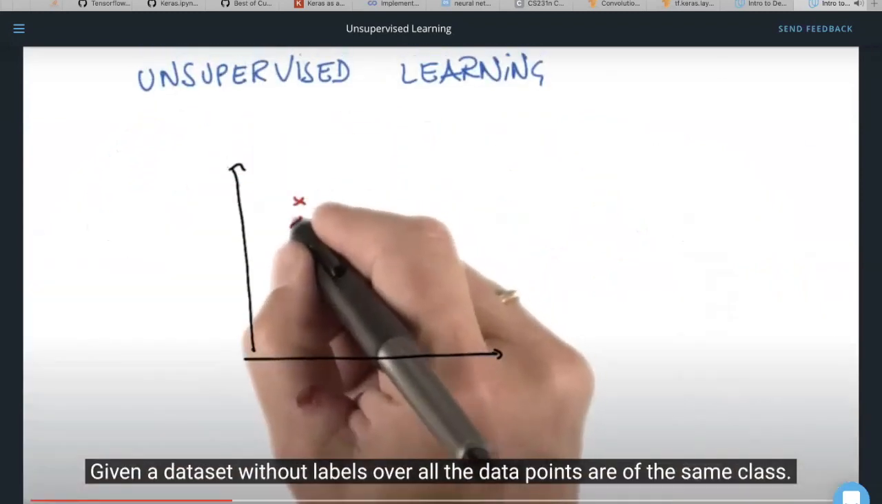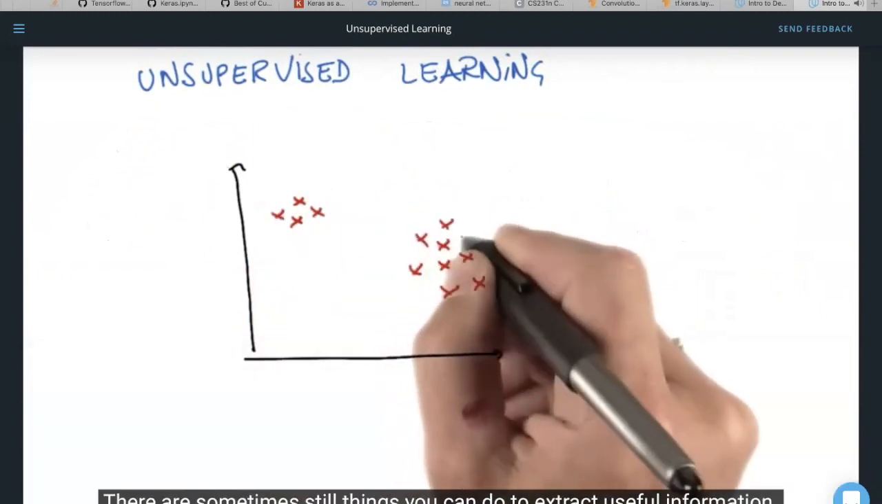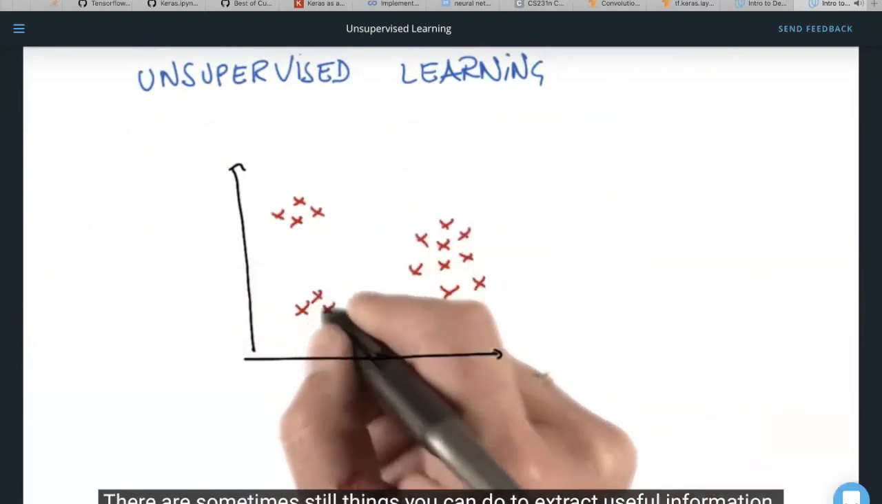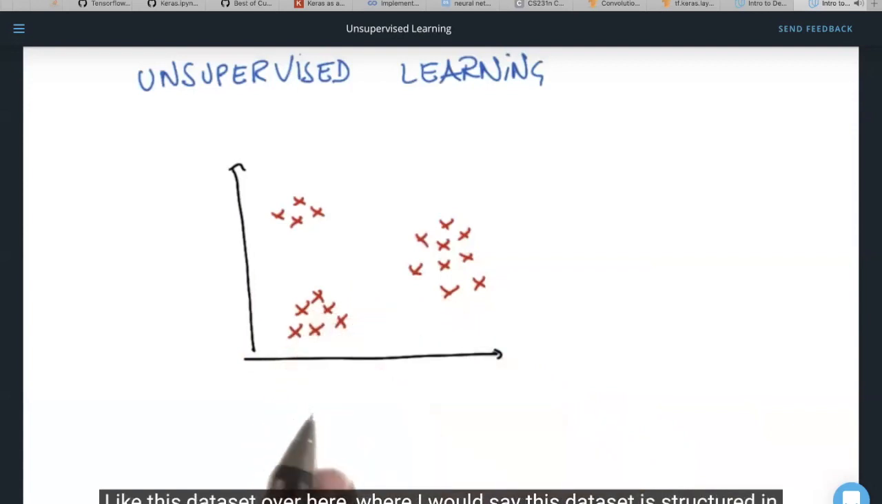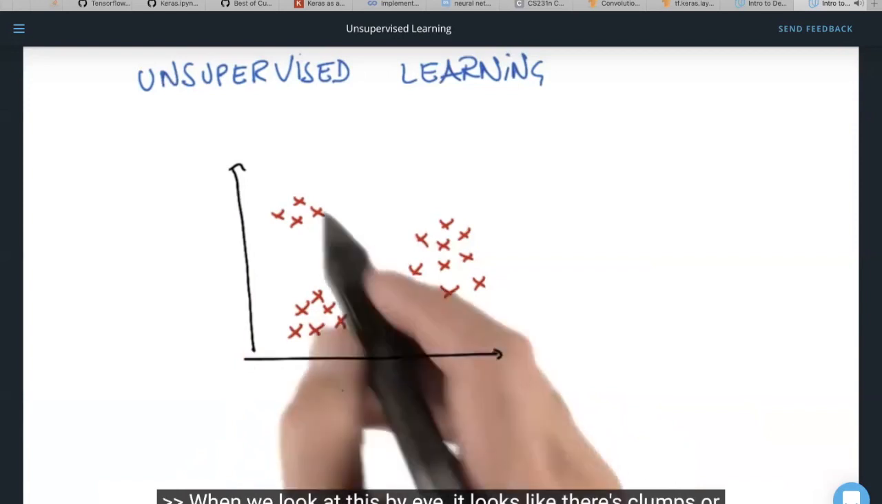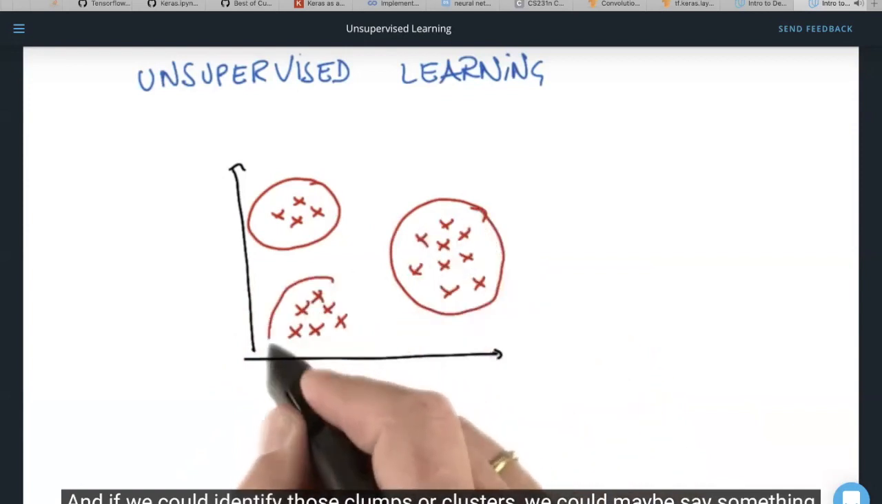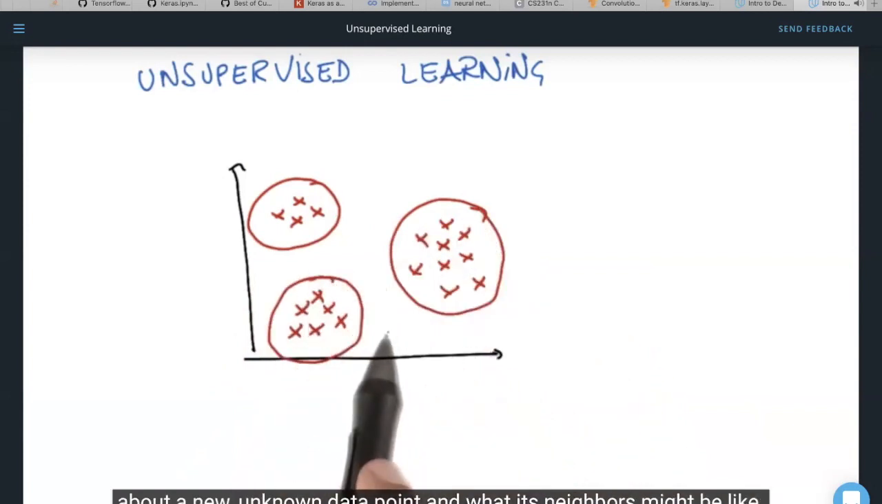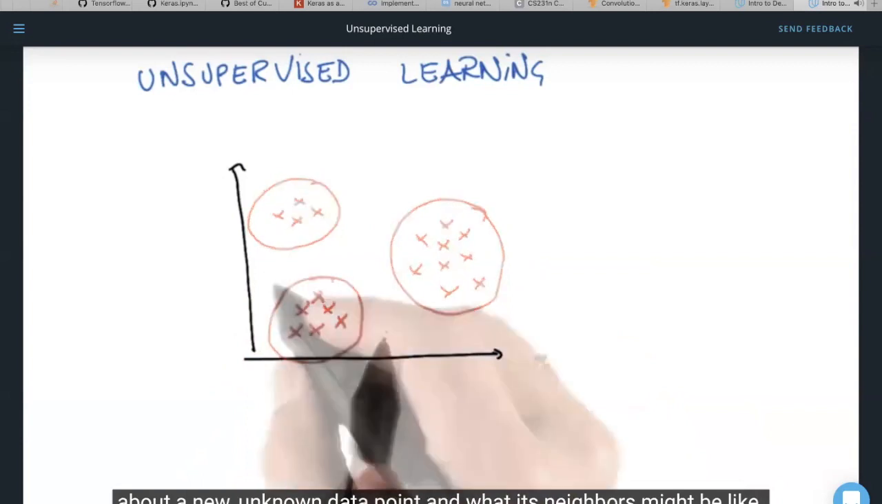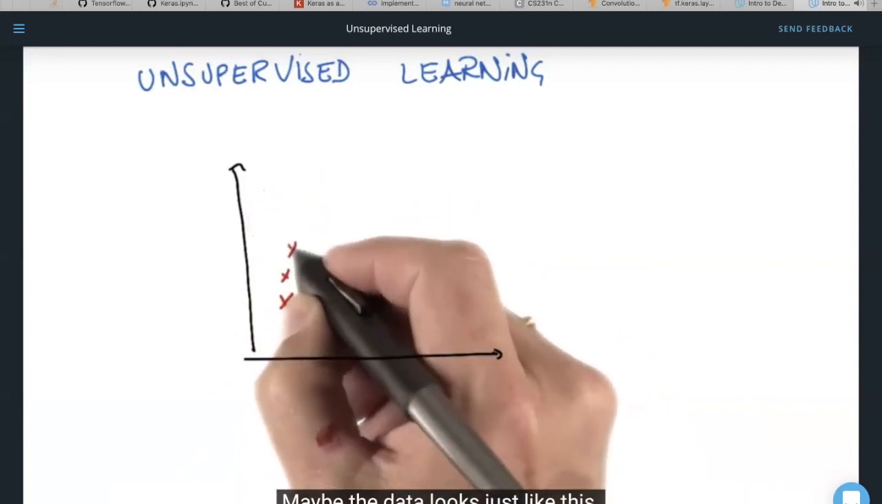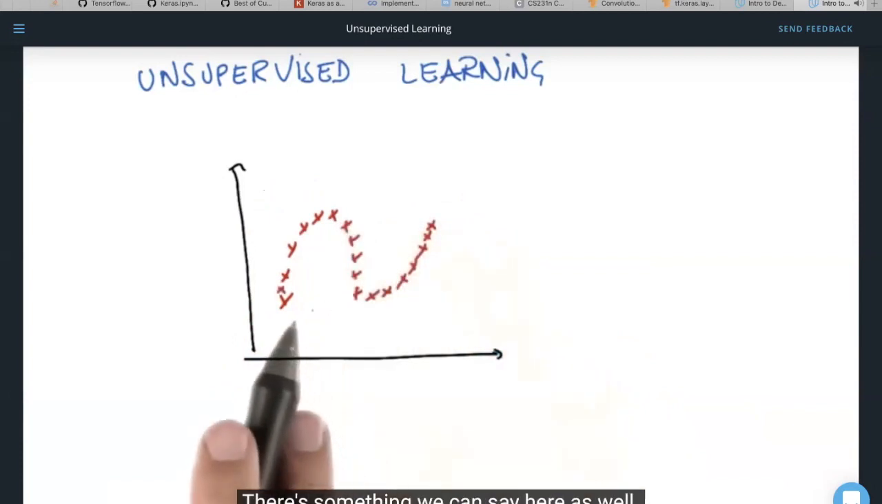Given a data set without labels, or where all the data points are of the same class, there's sometimes still things you can do to extract useful information, like this data set over here, where I would say this data set is structured in a way that is useful to recognize for a machine learning algorithm. When we look at this by eye, it looks like there's clumps or clusters in the data. And if we could identify those clumps or clusters, we could maybe say something about a new unknown data point and what its neighbors might be like. Well, here's a second example of data. Maybe the data looks just like this.